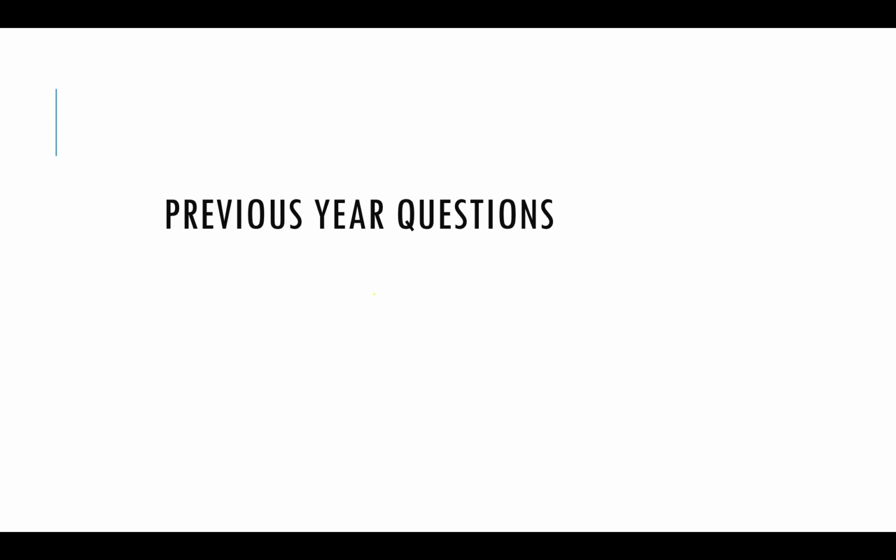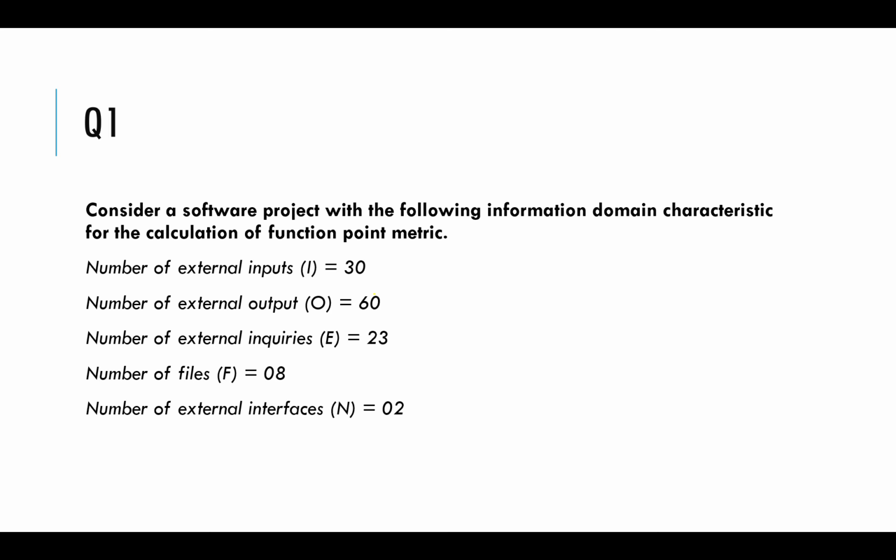That's all for the function point analysis theory part. Now we will start discussing previous year questions that came in GATE or previous competitive exams. The first question states: consider a software project having the following domain characteristics for the calculation of function point metric.